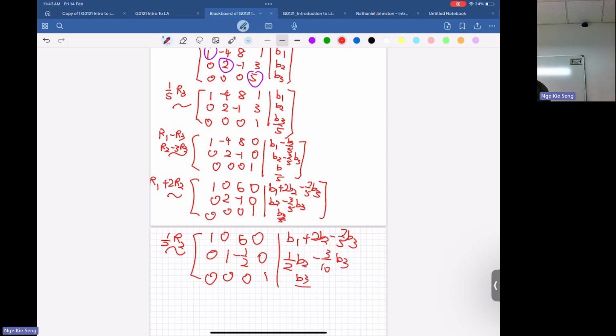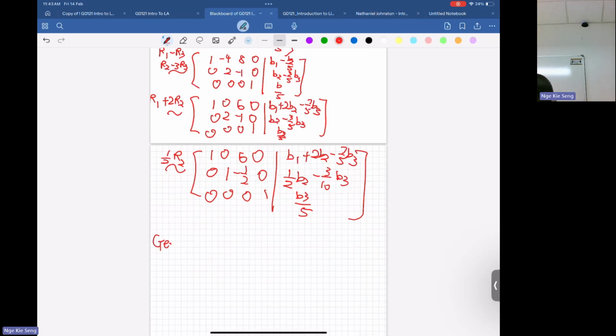Okay, so what did you see here? I think you get a pretty nice consistent system here. So what's the general solution here? Either you write it in parametric form, or you just write it as an equation. So x1 equals minus 6x3 plus b1 plus 2b2 minus 7/5 b3.